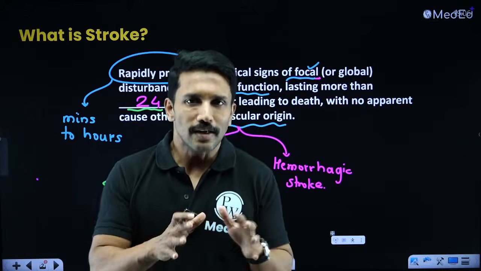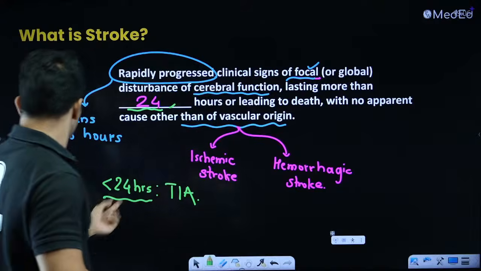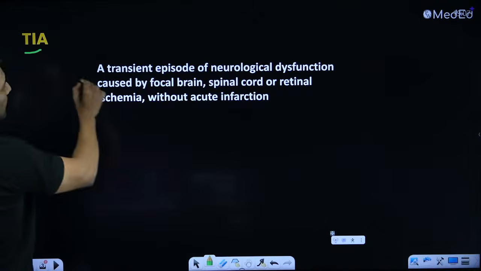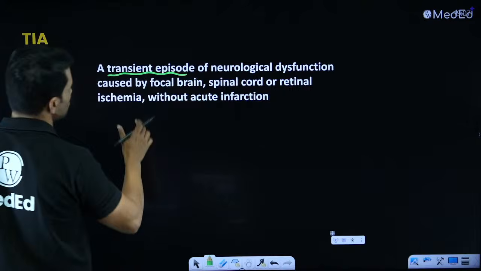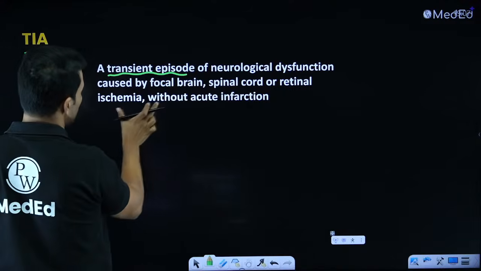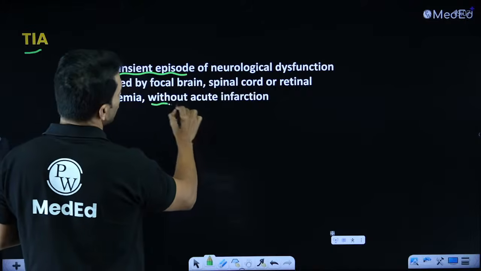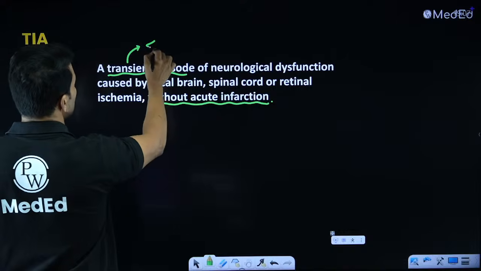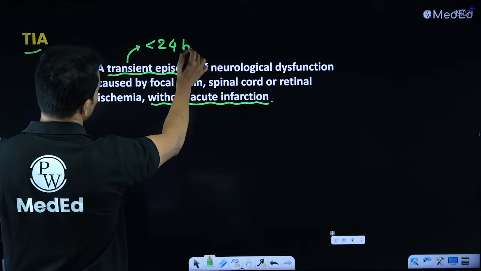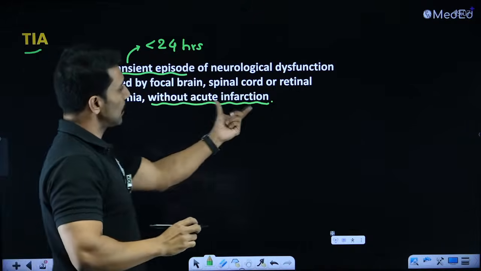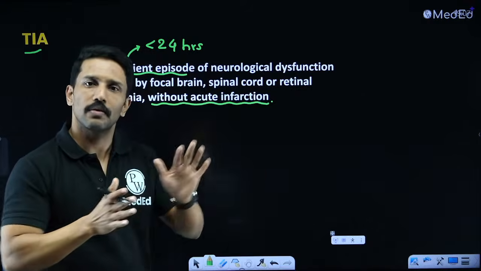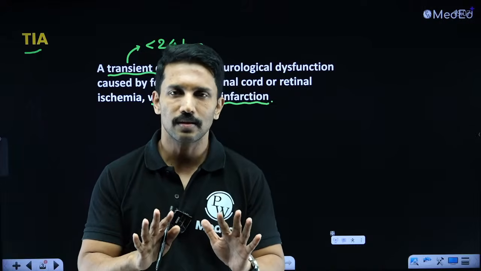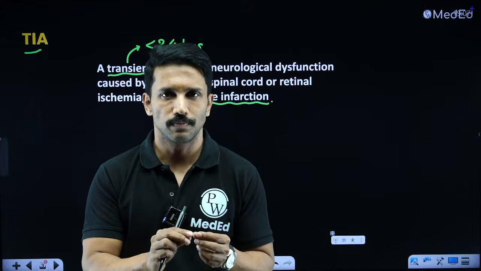Okay, so that's what the stroke stands for. So the definition of TIA goes like this: a transient episode of neurological dysfunction caused by focal brain, spinal cord, or retinal ischemia without acute infarction. This becomes an important point. When I say transient, that means lasting for less than 24 hours, but without acute infarction. If imaging shows an infarction, even if symptoms have resolved, it will be called a case of stroke. Is this clear? Now we know what is stroke.